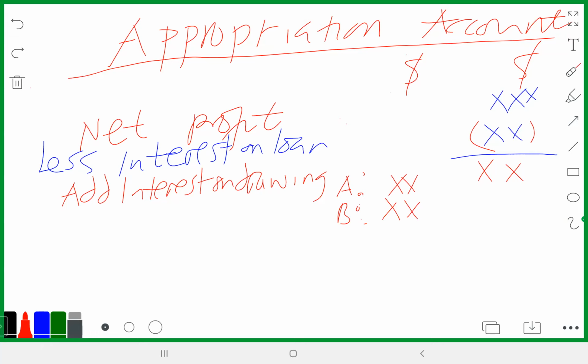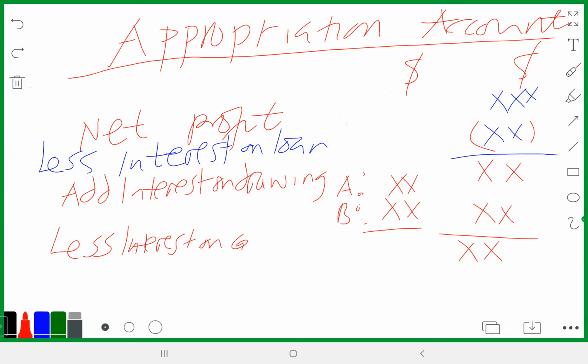After you have added all that, we are adding that to the figure we have just gotten. You add the value that you find here and then you add this. You add these two because you're adding. Once you have added, then you can less the interest on capital.